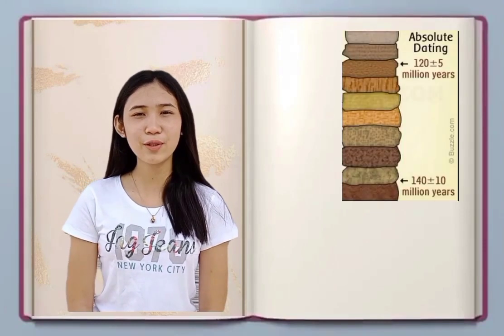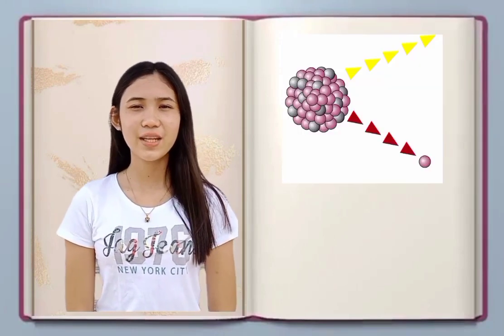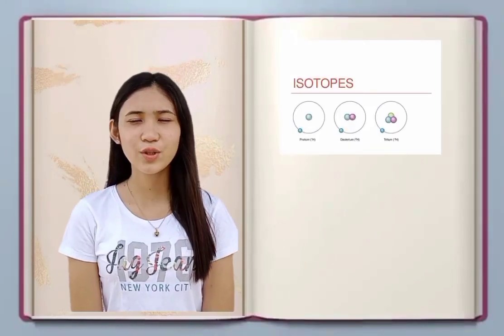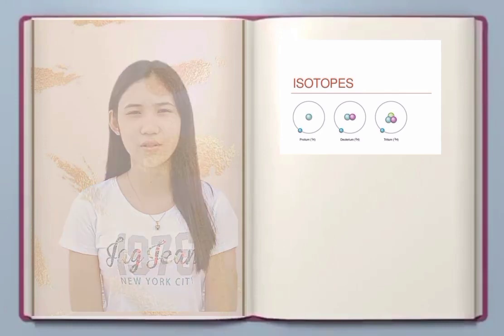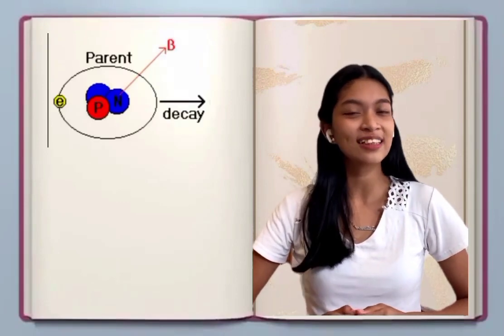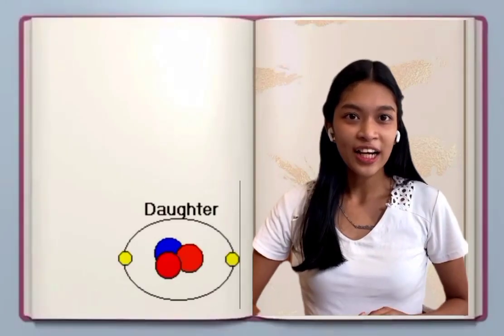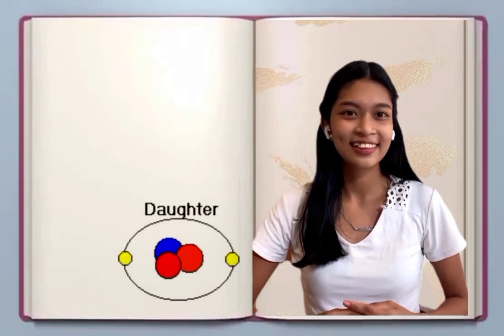Let's summarize it. Absolute dating is the method used in determining the exact age of a rock. Radioactive decay is a spontaneous breakdown of a nucleus to release matter and energy. An isotope is two or more atoms that have the same number of protons but a different number of neutrons. Parent atom is the atom before it undergoes radioactive decay. Daughter atom is the atom after it has already undergone radioactive decay. Half-life is the amount of time it takes for half of the parent isotopes to radioactively decay to daughter isotopes.